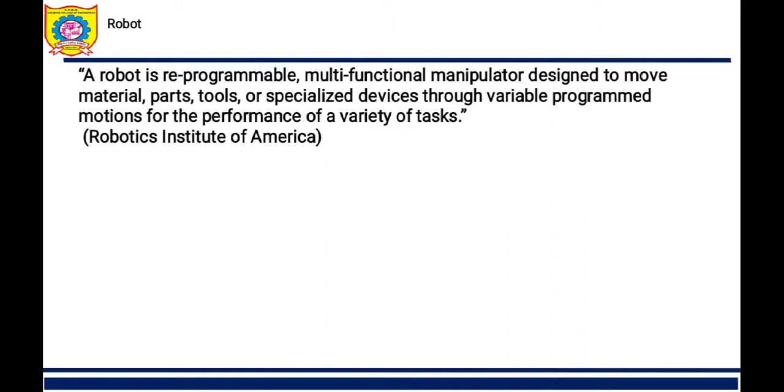A robot is defined by the Robotic Institute of America. A robot is reprogrammable, as we've already seen. It is multifunctional, and you can reprogram it. Suppose it is doing one program, you can reprogram it for some other task. Secondly, it is a multifunctional manipulator, designed to move material, parts, tools, or specialized devices through variable programmed motions for performance of a variety of tasks.